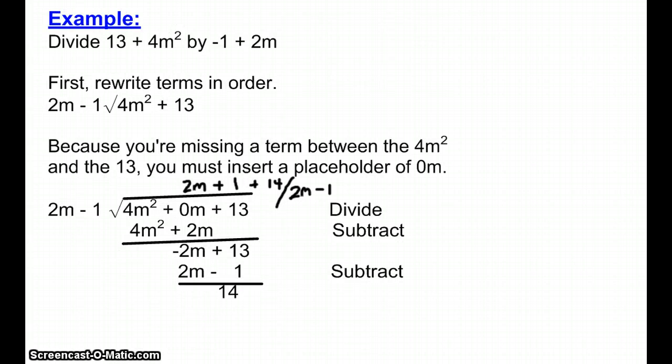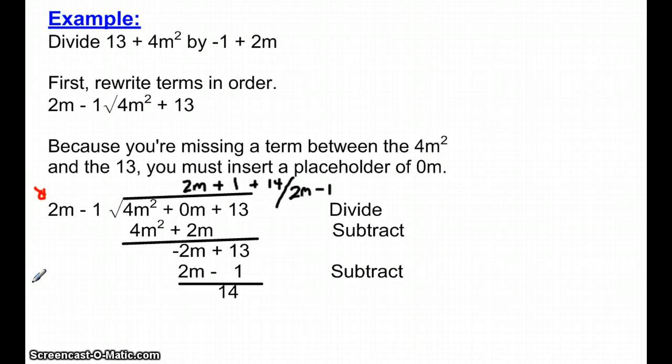In this next example, everything's out of order. You want to divide 4m squared plus 13 by negative 1 plus 2m. So first rewrite the terms. So you have 2m minus 1, and you want to divide that into 4m squared plus 13. The problem is the 4m squared plus 13 is missing an m term, and you need an m term there as a placeholder. So you're going to insert a placeholder of 0m. So down here I have rewritten the problem so that it's 2m minus 1 divided into 4m squared plus 0m plus 13. So then we're going to divide.